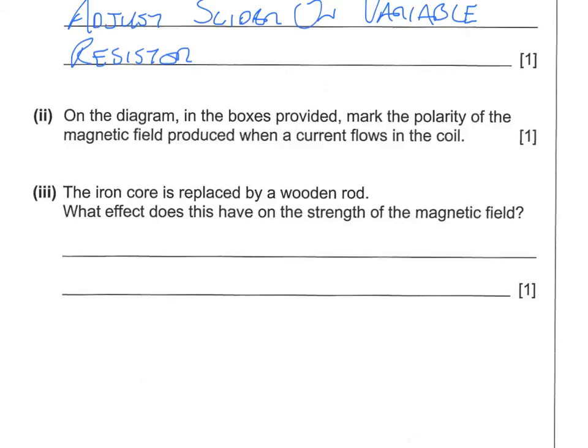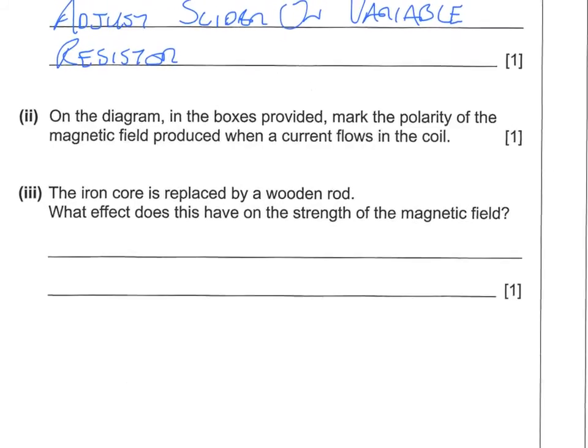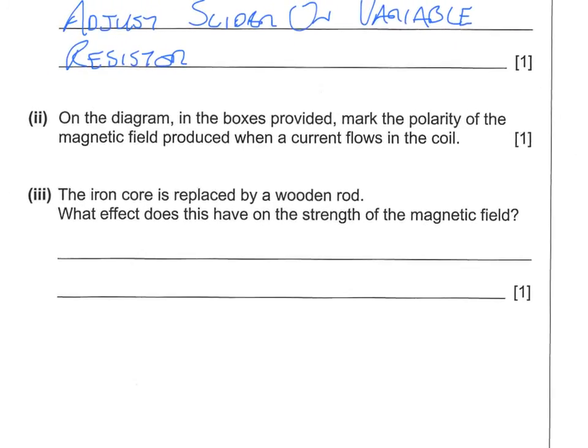The field due to the coil is usually relatively weak. It's the iron that enhances it significantly. So it says, what effect does this have on the strength? And the idea here is that the strength would be greatly reduced.